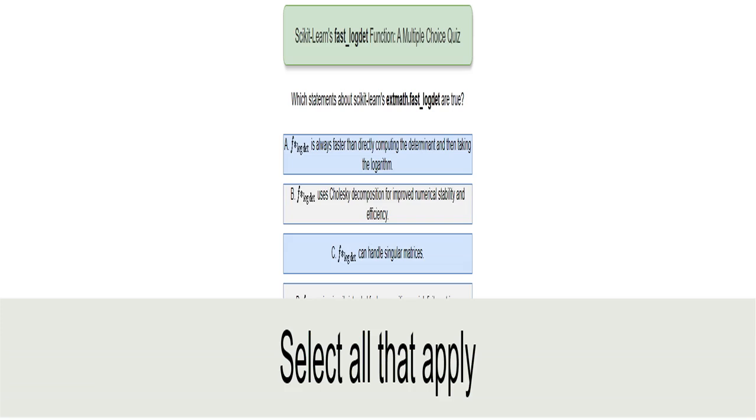This line indicates that multiple options from the preceding list might be correct answers. Think carefully, it is not a single-choice question. The instruction requires careful consideration and evaluation of each statement's validity.